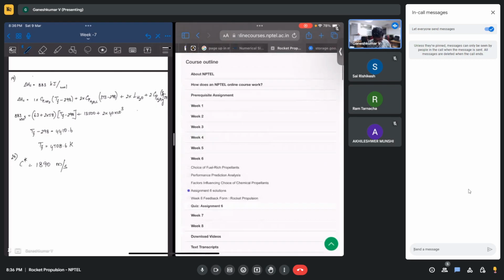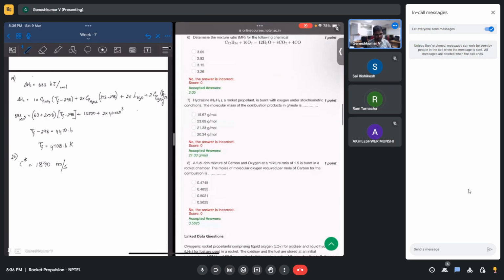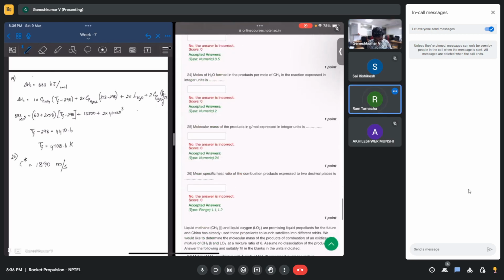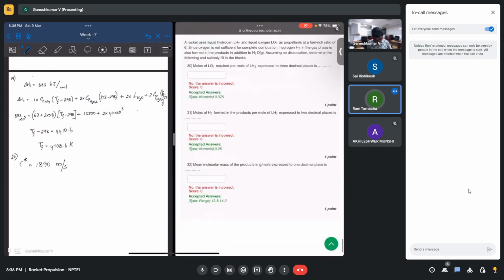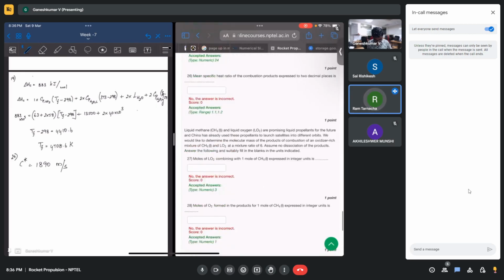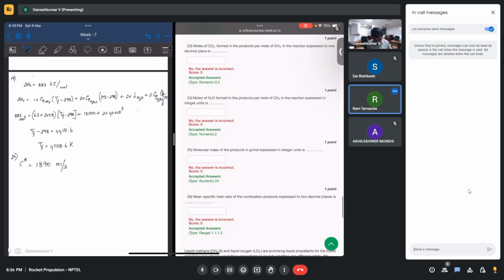Otherwise everything is okay. Restaurants are okay. These two are linked to each other. Maybe I've done wrong calculations.